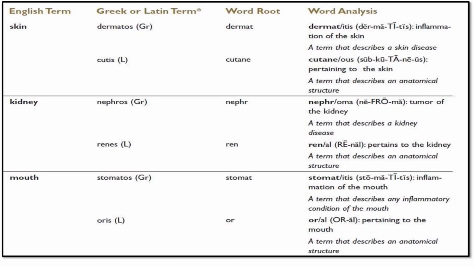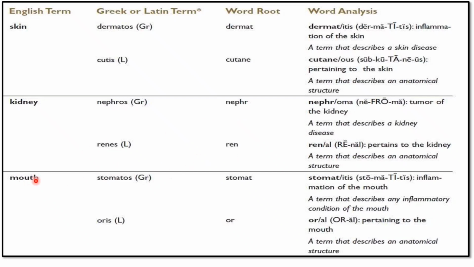Now we will see examples of various word roots. For the skin, the Greek terminology is dermatos and the Latin terminology is cutis. Here, the word root is dermat for dermatos and cutane for cutis. The same for the kidney. The Greek terminology is nephros and the Latin terminology is renes. The word root for nephros is nephr and the word root for renes is ren.